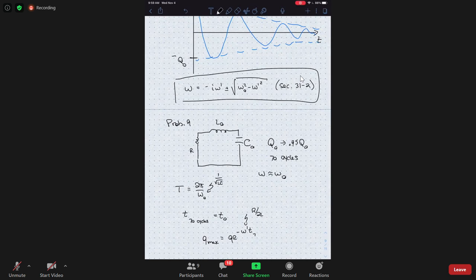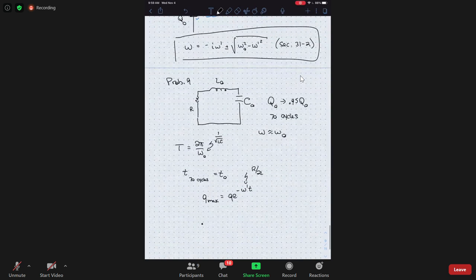So this is T70. So you know that 0.95 Q max is equal to Q max e to the minus R over 2L T70. And so everything else you can plug in, but the only thing you need to figure out at that point is what the resistance needs to be in order to make this work.